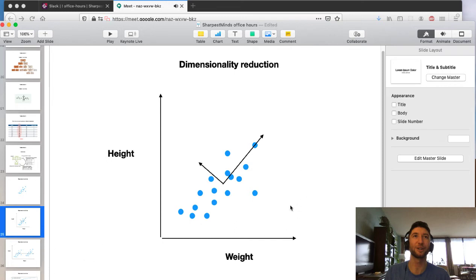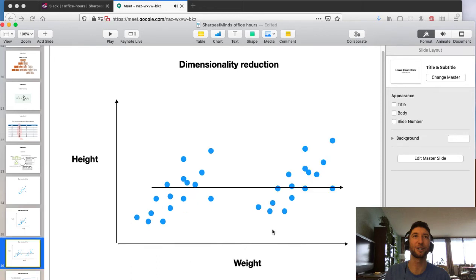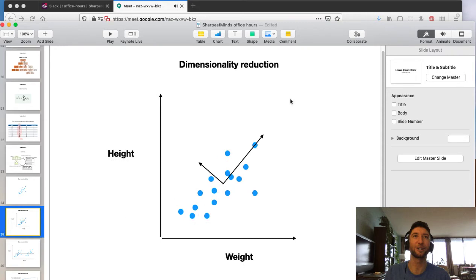However, PCA has a problem. And the problem that PCA has is that it's a linear transformation. So it's very good at capturing linear relationships like this.